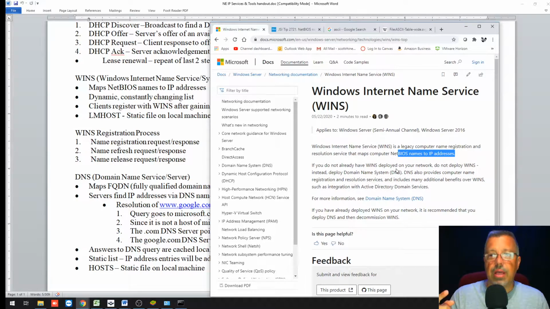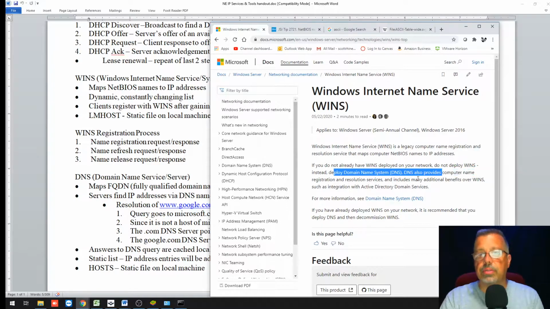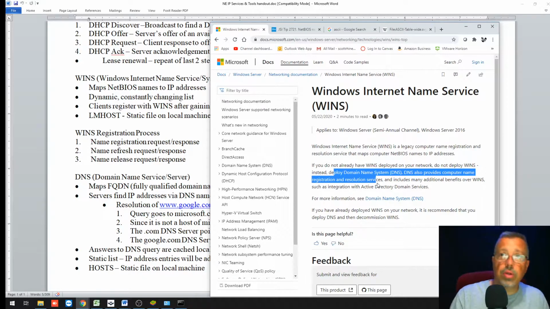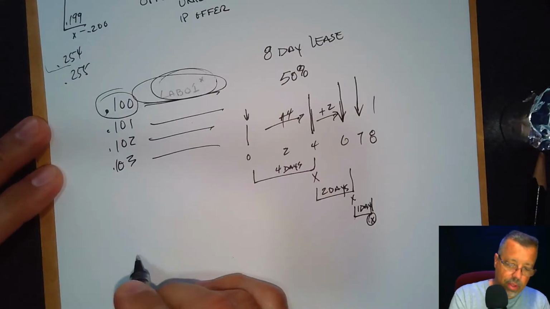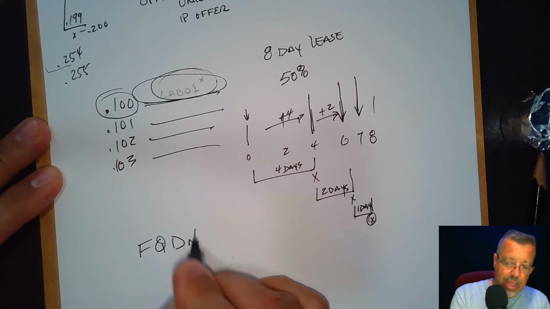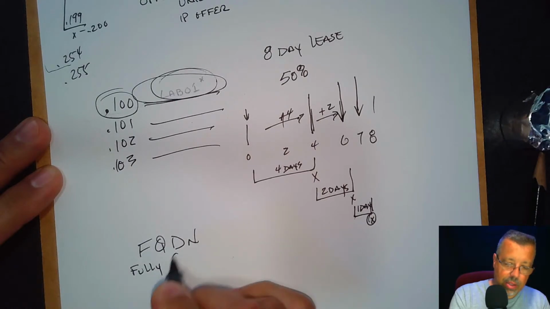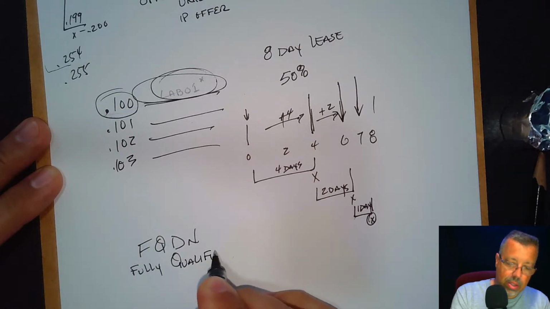Microsoft stopped using it, or built its functionality into DNS, domain name service or system, and said, if you don't already have WINS, don't deploy it; instead deploy DNS. DNS provides computer name registration and resolution services. So it's called dynamic DNS. And what we used to do, we got to talk about an FQDN, a fully qualified domain name.